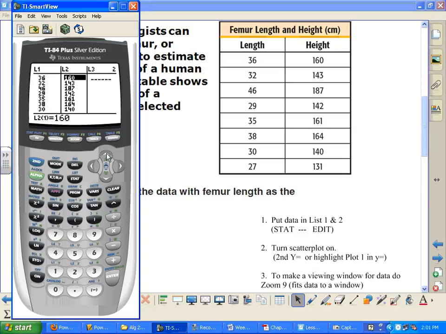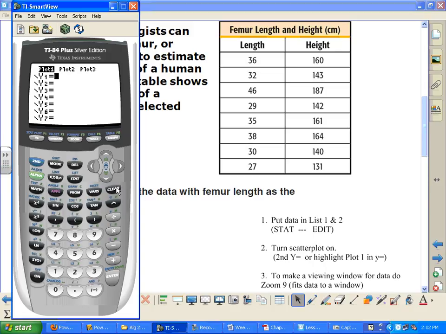All right, so we did as number 1 says here, we put the data in our list under stat and then edit. And we have our plot turned on. So let's go back to our y equals here. All right, and our plot should be on. Now delete that or clear your y equals. So make sure that last equation we used is gone. Okay, it's out of there.